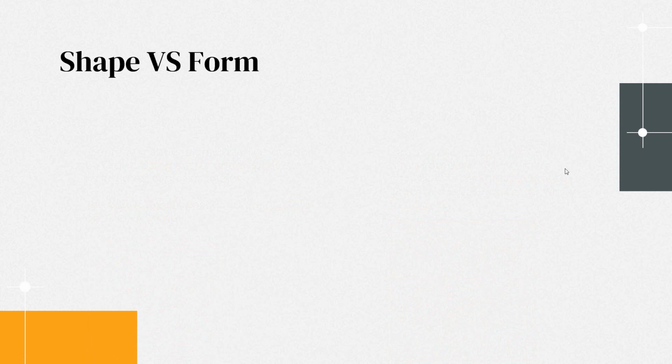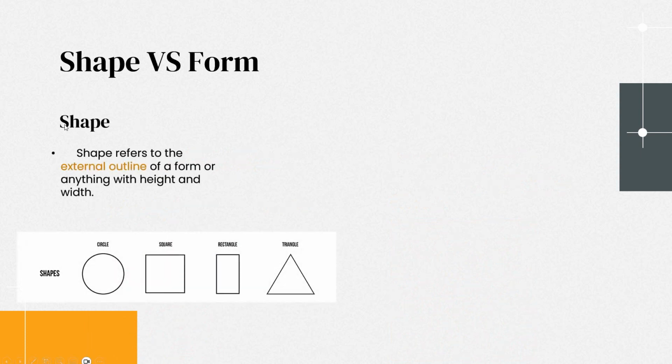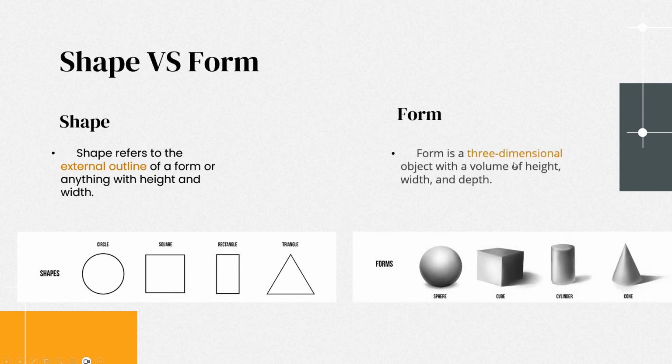Shape versus form. A shape refers to the external outline of a form or anything with height and width. So we've got shapes. This is the circle. Okay, so this is a shape that is defined by an external outline. A form is a three-dimensional object with a volume of height, width, and depth. So these are the forms. This is a spherical form.